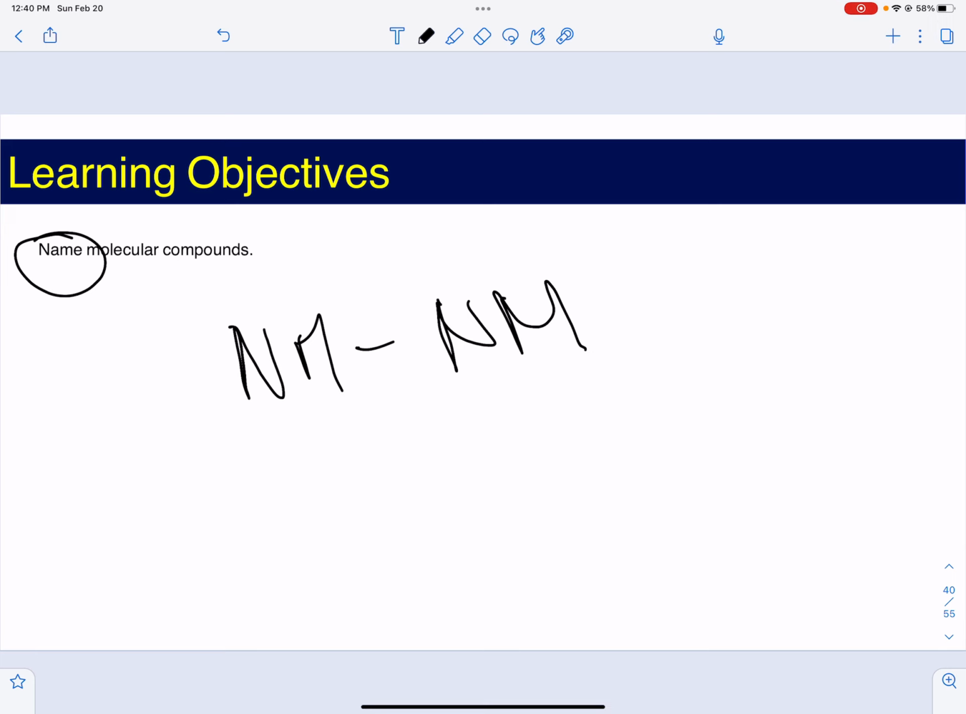We're still dealing with compounds, so at the end, it's going to end on IDE. And there will not be polyatomics involved on this, because if you have a polyatomic, that means you have an ion, then it's an ionic compound. So these are molecular compounds. Polyatomics are not involved.